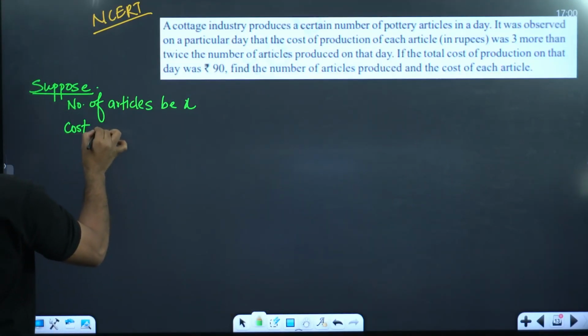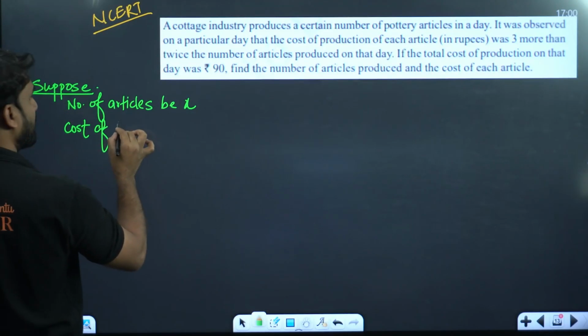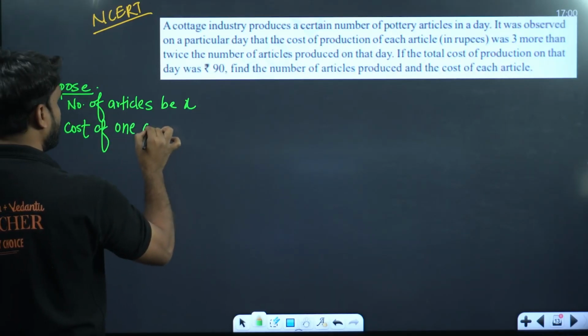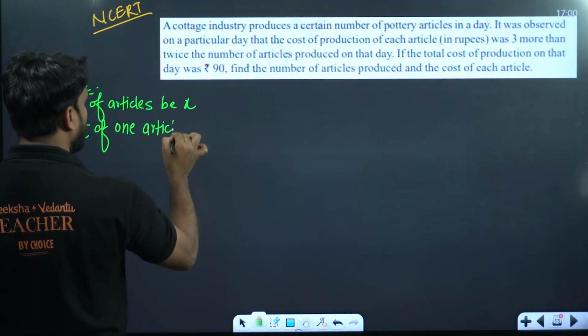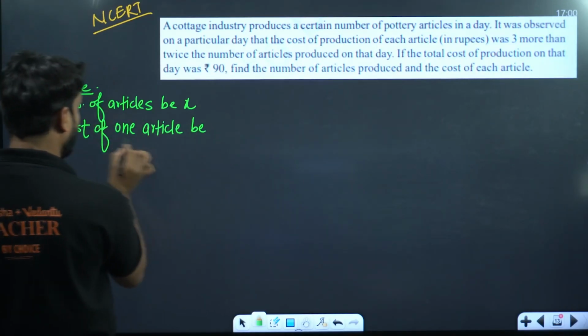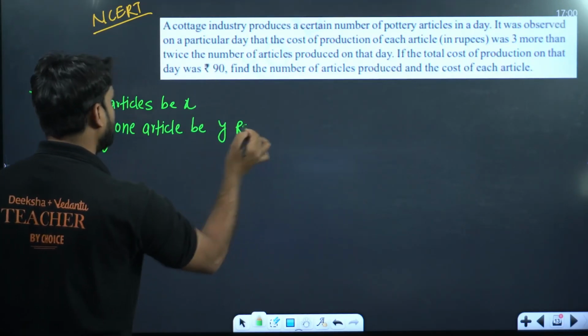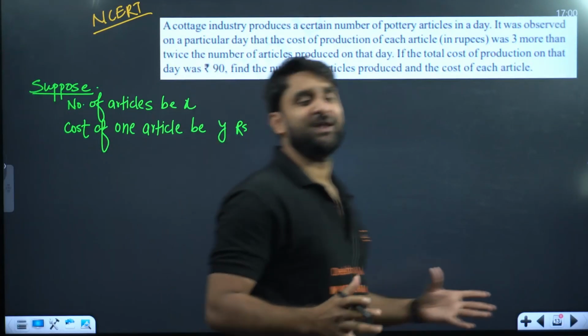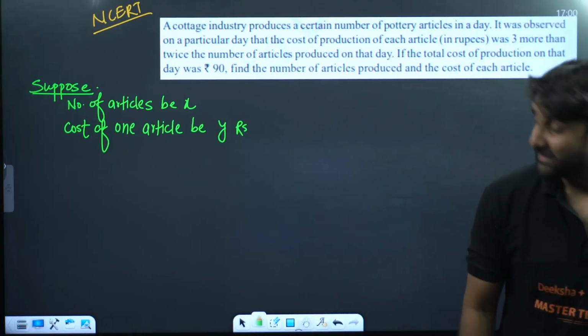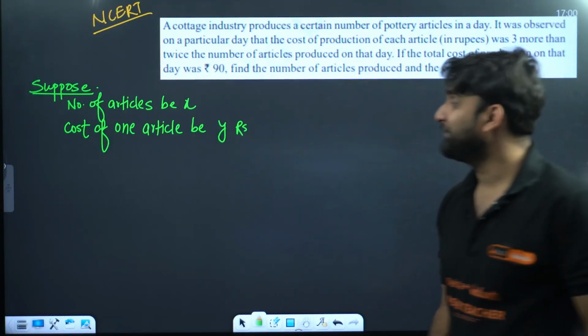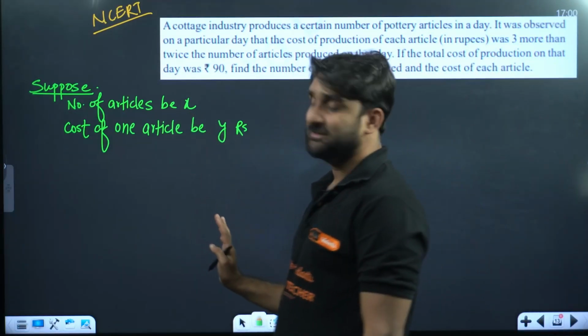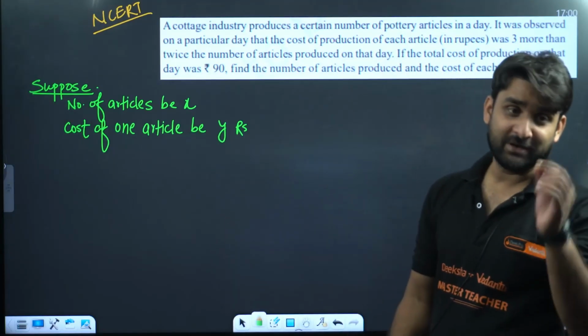Cost of one article. Cost of one article be, we are talking about cost, so we have to write here rupees also. Why rupees? Because we are talking about costing. So this is done. So we have supposed here number of articles be X and the cost of one article be Y.